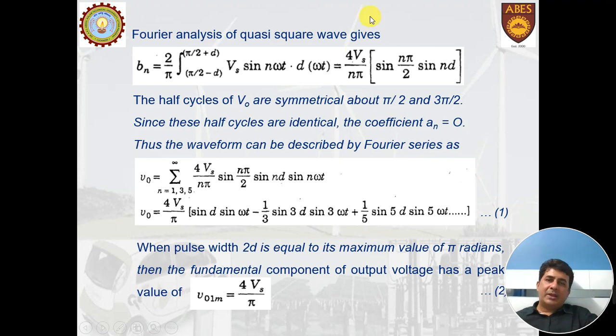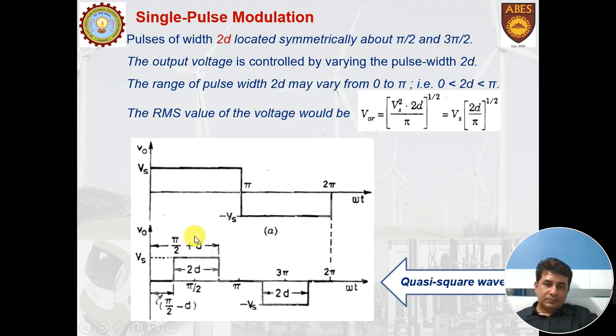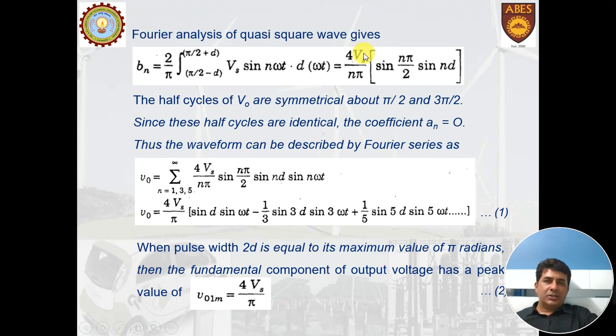Now if we make the Fourier analysis of this quasi waveform, you will find that the coefficient an is 0. Why is coefficient an 0? Because the waveform is symmetrical. And if you solve it for bn, you get this value. Now if you further solve this series, you get the output voltage as a summation for n equals 1, 3, 5 up to infinity. Here 1 stands for the fundamental component of the voltage.